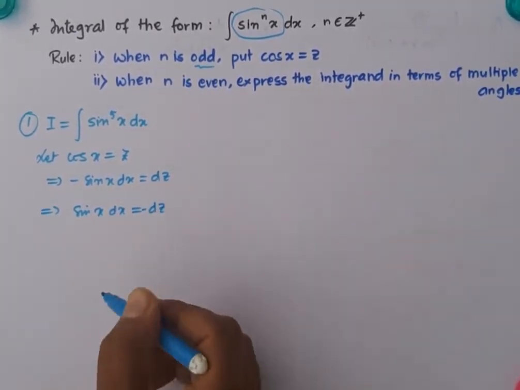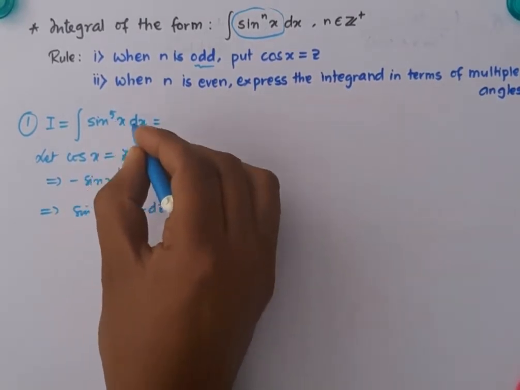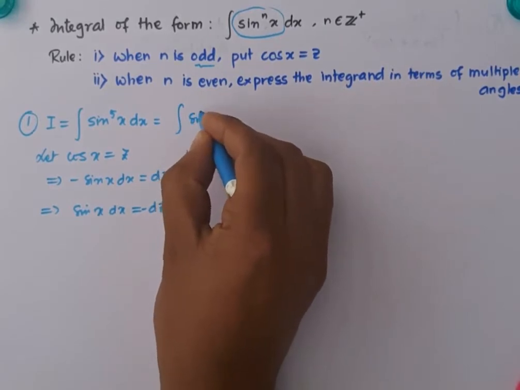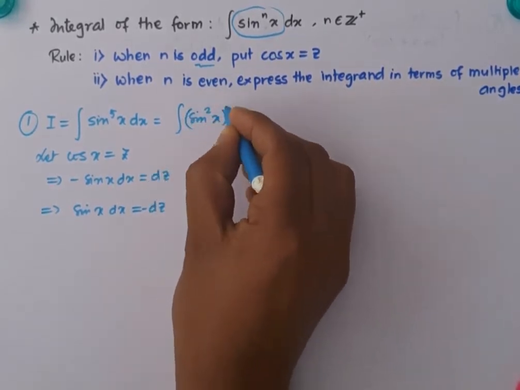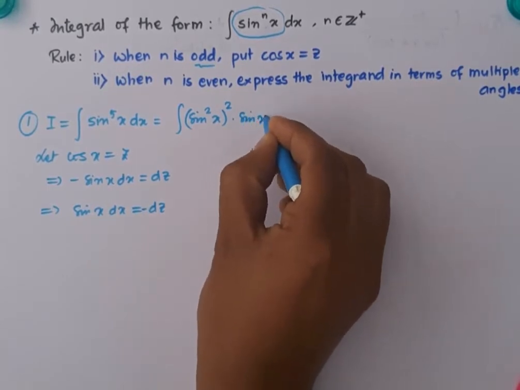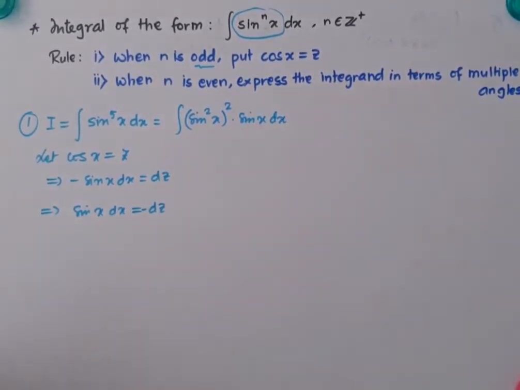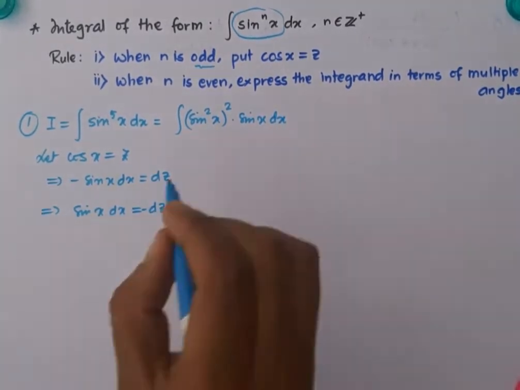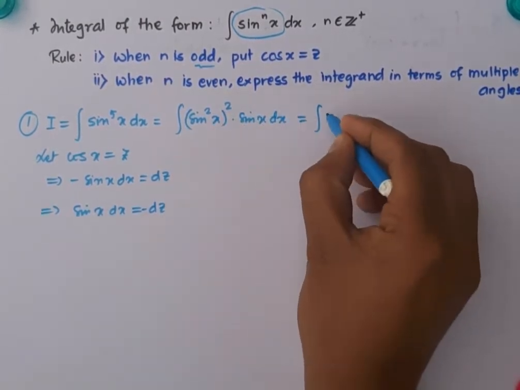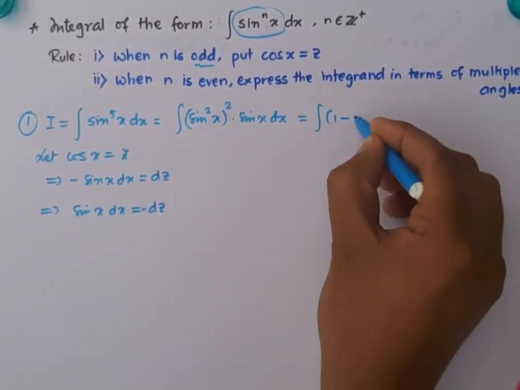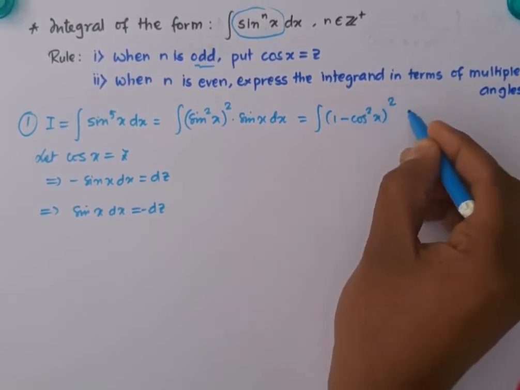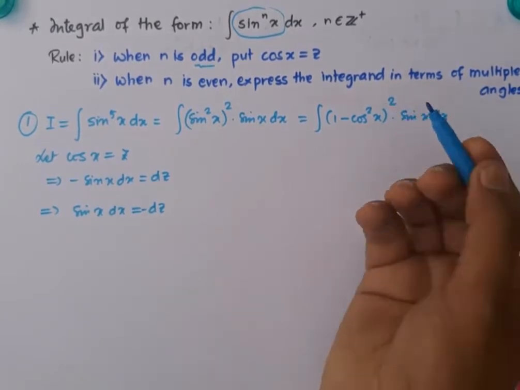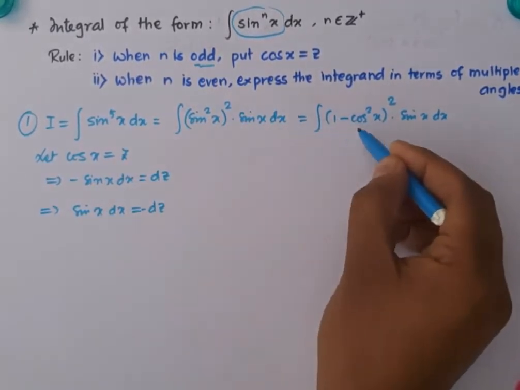I'm sorry, minus dz. Now see here carefully, can I write this integral as the integral of sine square x whole square into sine x dx? Yes, I can do that. We know that sine x dx is minus dz. Now can I write this as 1 minus cos square x whole square, into sine x dx? Yes. So whenever you have an odd power, you have to go this way only.